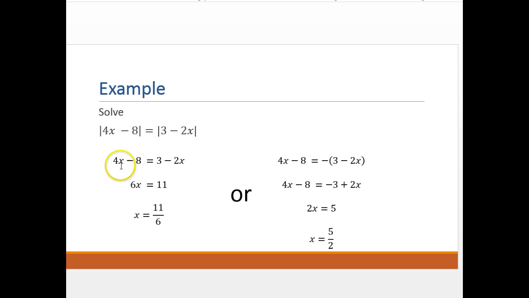Let's solve the left one first. 4x minus 8 equals 3 minus 2x. Add 2x to both sides. Add 8 to both sides. You get 6x is 11, where x is 11/6.